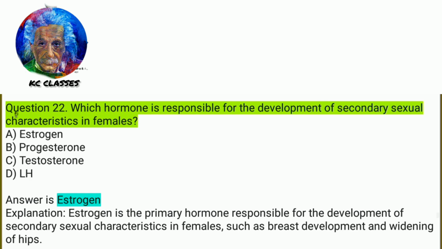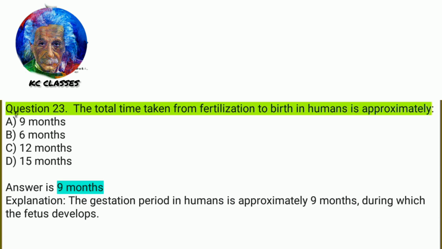Question 22: Which hormone is responsible for the development of secondary sexual characteristics in females? A. Estrogen. B. Progesterone. C. Testosterone. D. LH. Answer is estrogen. Explanation: estrogen is the primary hormone responsible for the development of secondary sexual characteristics in females, such as breast development and widening of hips.